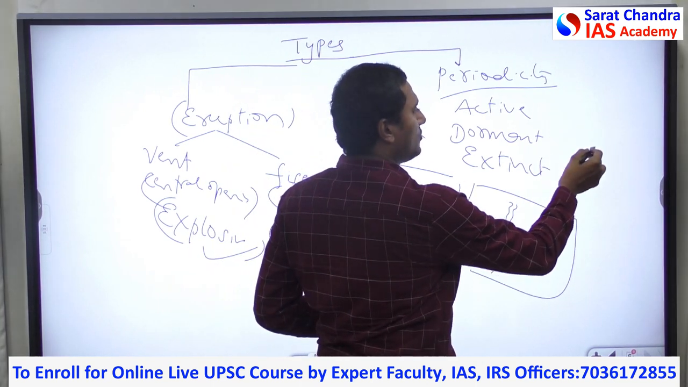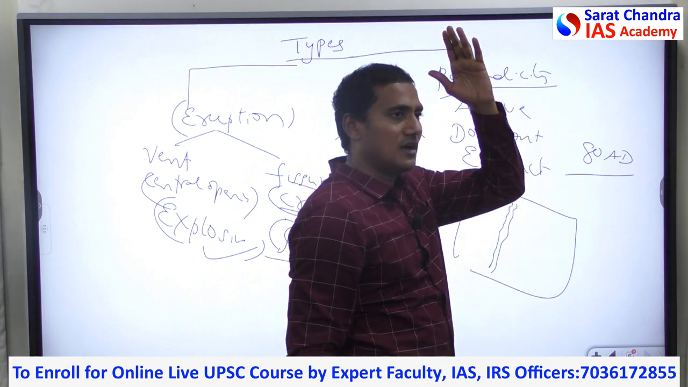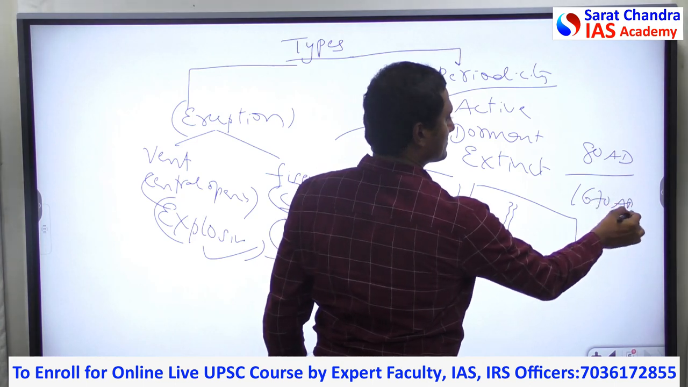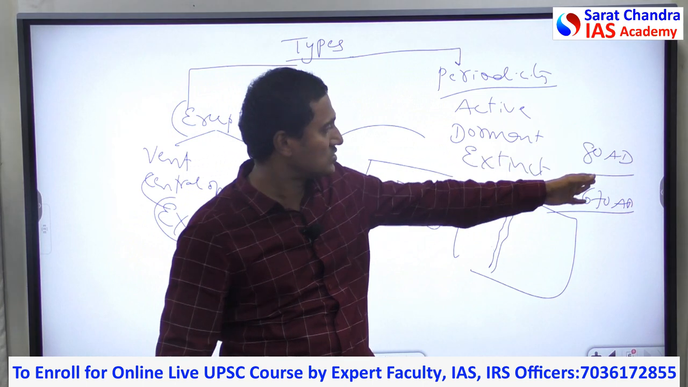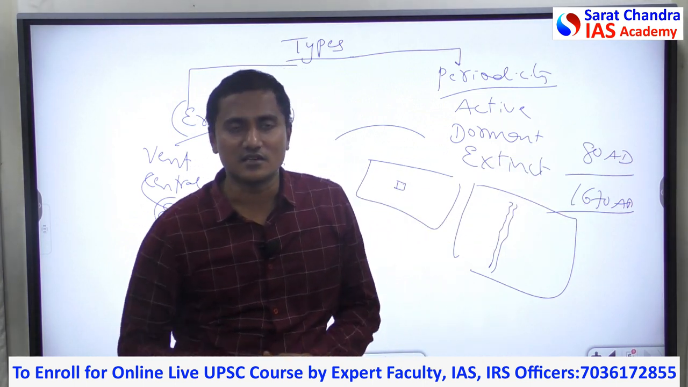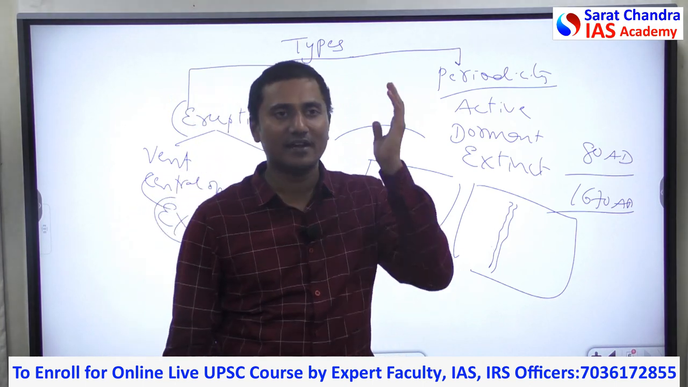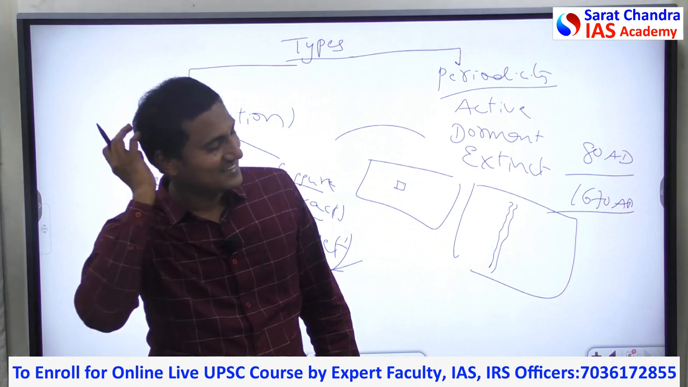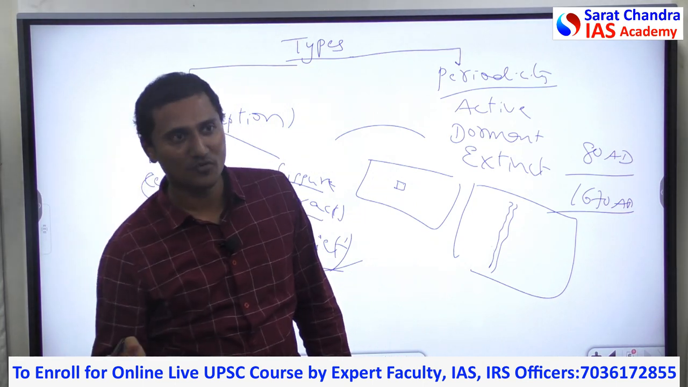It occurred in almost 80 AD in the first century. Again, it occurred in 1670 AD. Dates are not correct, but around. So almost for 1000 years, it's not there. So what will people think? Dormant, over. But again it occurred. When it occurred again, everybody died. Only two people survived. Which movie is it? There's a movie on that, no? Pompeii, right. Pompeii is the movie.